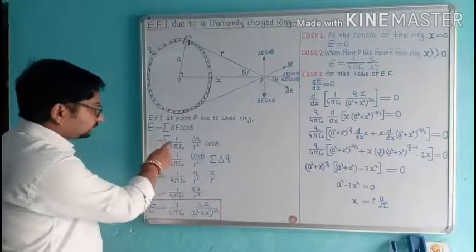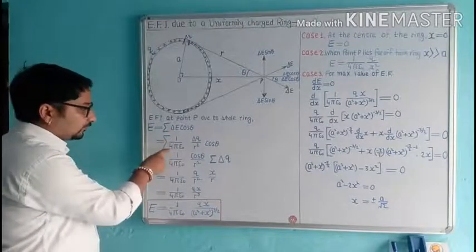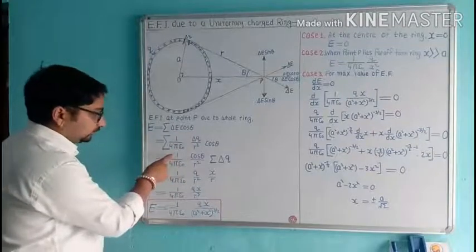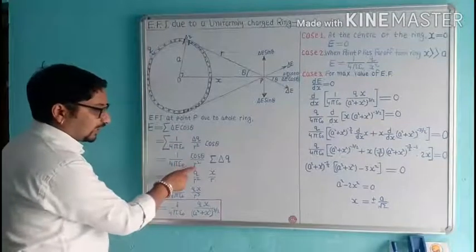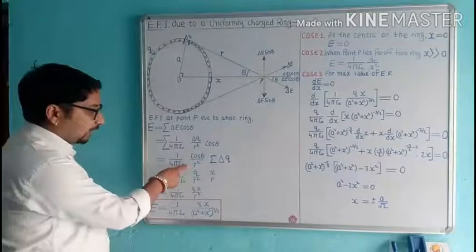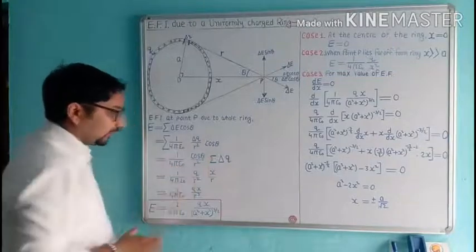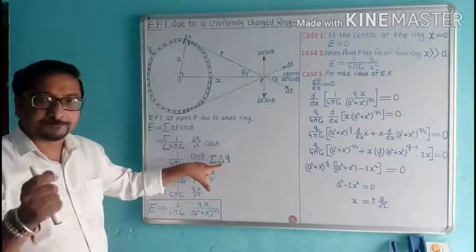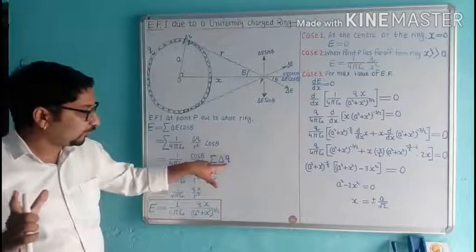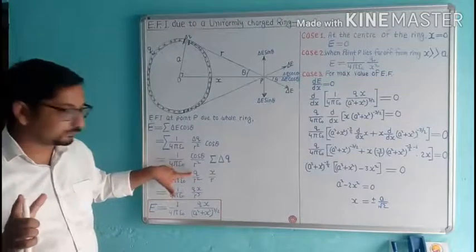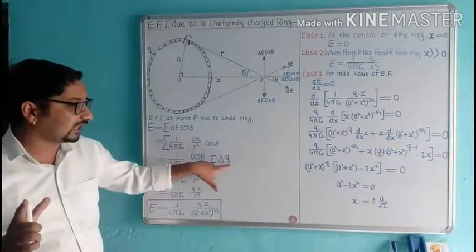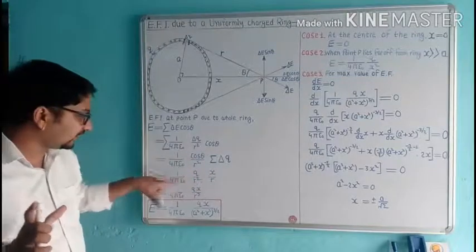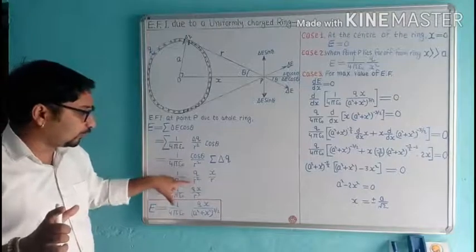Now put the value of delta E as 1 upon 4 pi epsilon naught delta Q upon r square. Take 1 upon 4 pi epsilon naught cos theta upon r square outside, and we have summation delta Q. If we sum all the small charge elements on the ring, we get the total charge Q. So summation delta Q gives Q, the total charge on the ring. We have 1 upon 4 pi epsilon naught Q upon r square.